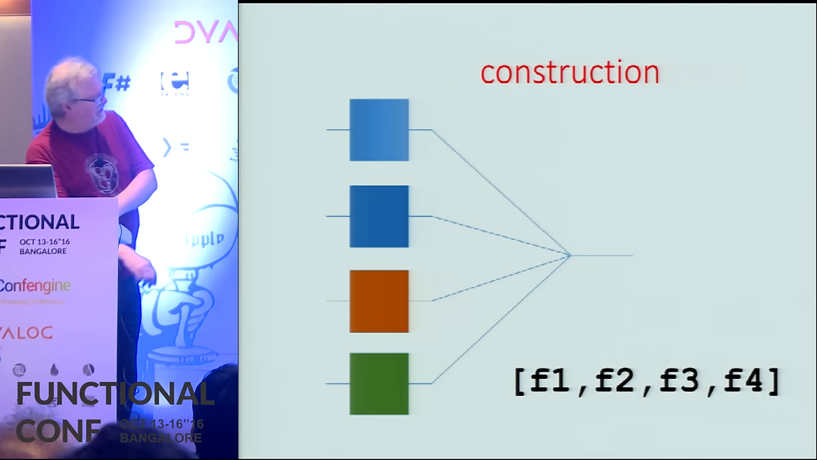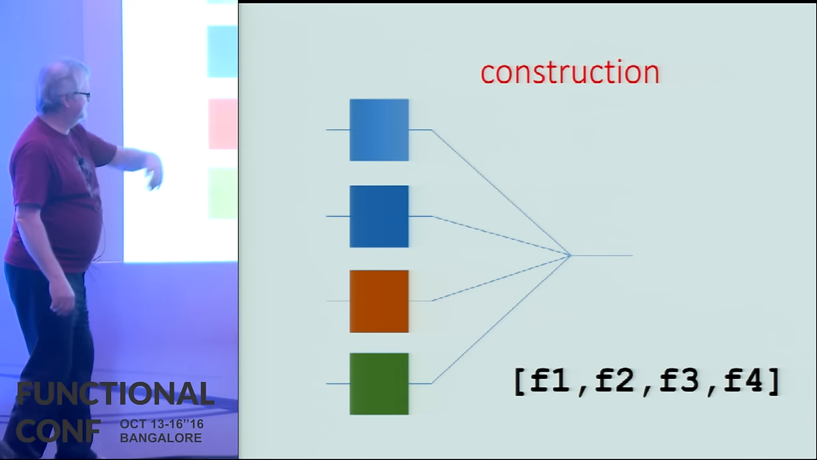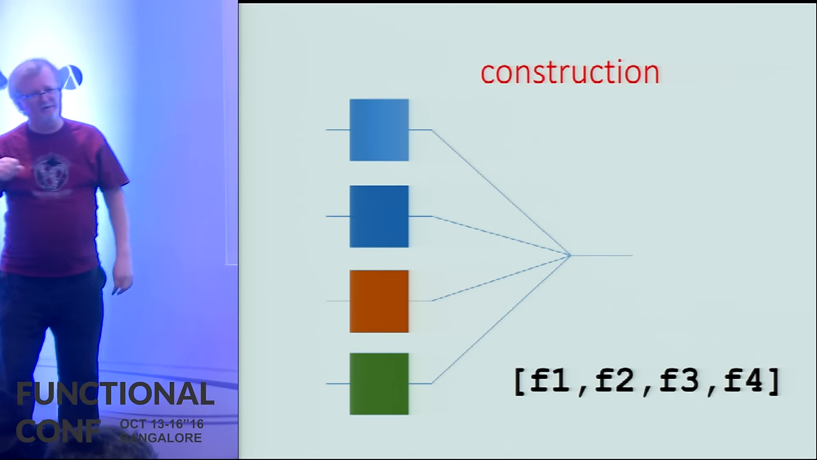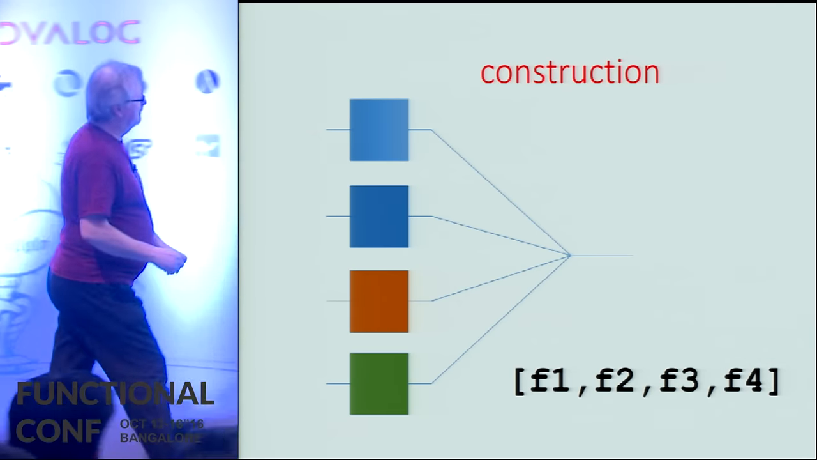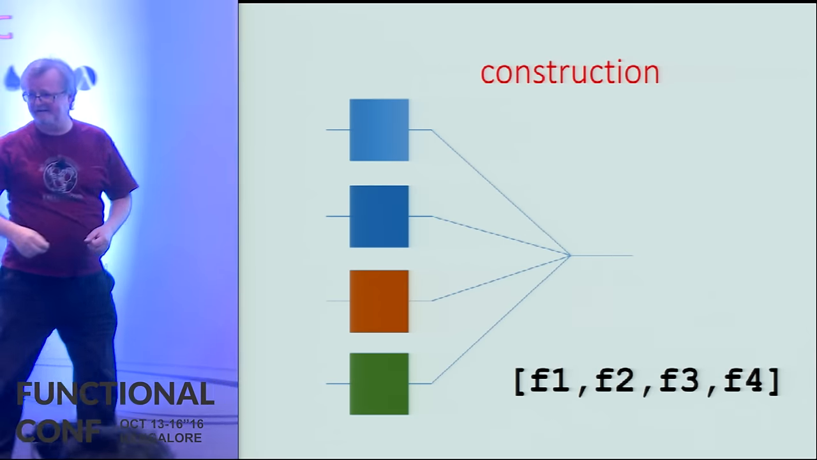Another one he called construction. So here, the idea is that you have a number of different functions, f1 to f4, that's these colored boxes, but you give them all the same input. So by making a construction of these functions, you get something that, when given an input, passes it through each of the functions and makes a list of the results.